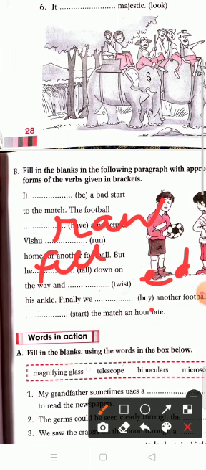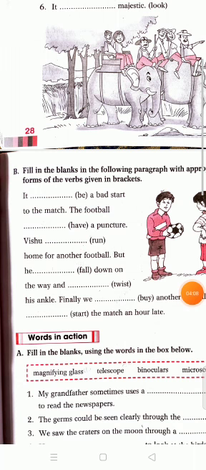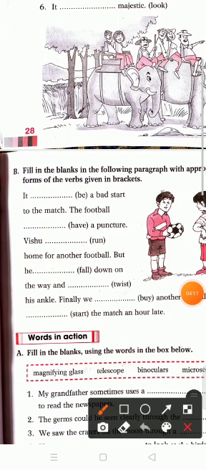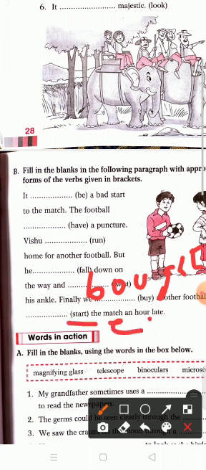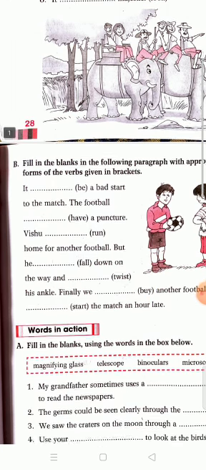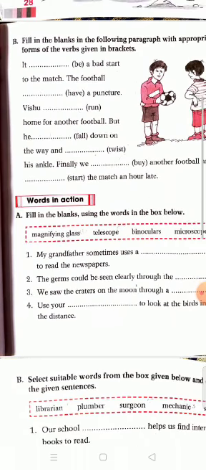Finally, now you remember buy me, what did I tell you? Past tense of buy will be bought. We bought another football and started, add ed, and started the match an hour later. Very nice. Areva. Nice exercise here.